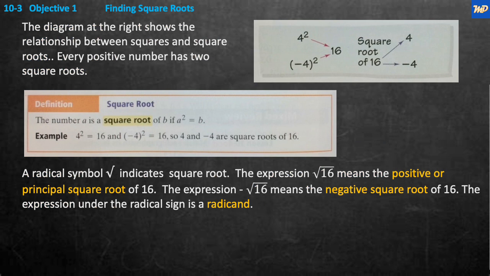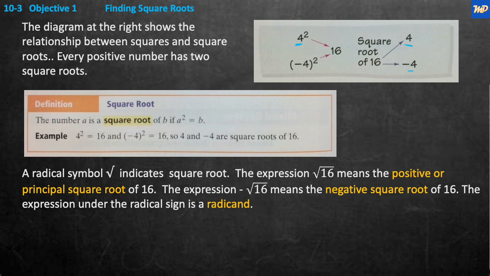Okay, objective 1, finding square roots. The diagram at the right shows the relationship between squares and square roots. Every positive number has 2 square roots. So you see here, looking at the diagram right here, it says 4 squared is equal to 16, and negative 4 squared is equal to 16. And the square root of 16, therefore, is plus and minus 4.